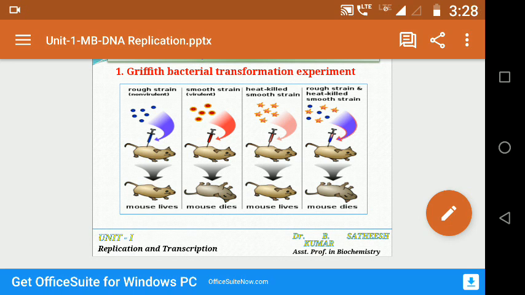We have four different types of biomolecules that we studied in the first year: carbohydrates, lipids, proteins, and nucleic acids. Among the four, which one acts as the genetic material? To prove that nucleic acids act as genetic material, two experiments were conducted. The first experiment is the Griffith bacterial transformation experiment.